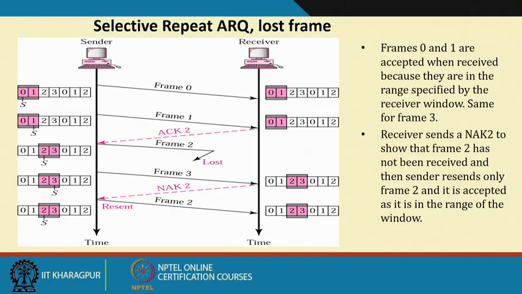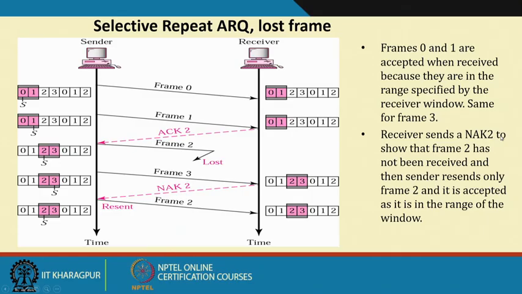So, in selective repeat ARQ, lost frames 0 and 1 are accepted when received, because they are in the range specified by the receiver window of frame 3. So, it is within the receiver window size. So, 0 and 1 are accepted when received, because they are in the range of the window, right.